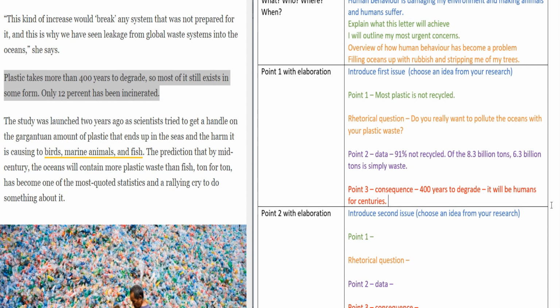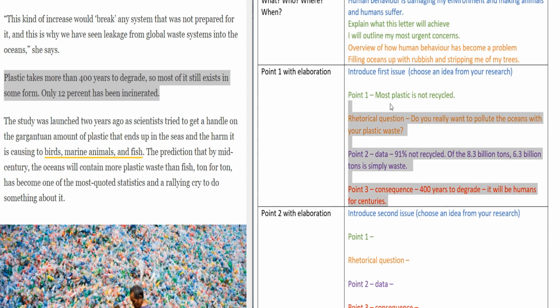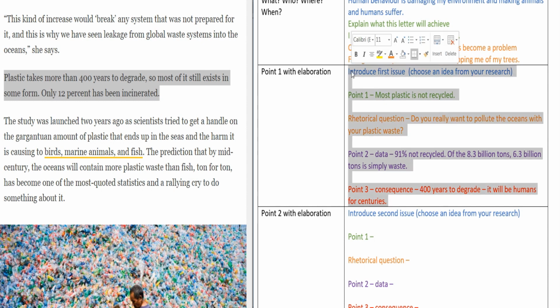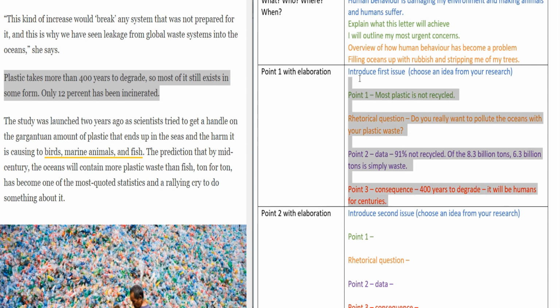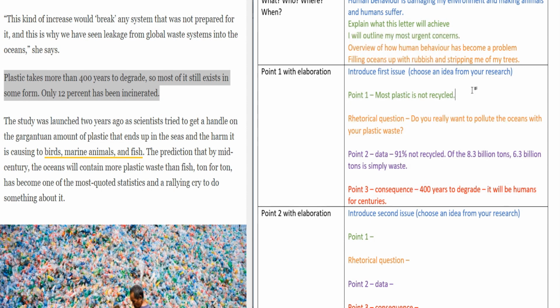So that's how I want you to go about planning your paragraphs to really hammer home our points to prove that we are right. So in a moment we're going to move on and I'm going to demonstrate how I want you to take this bit of planning and turn it into a really good, strong paragraph.